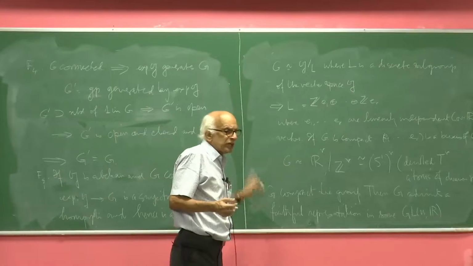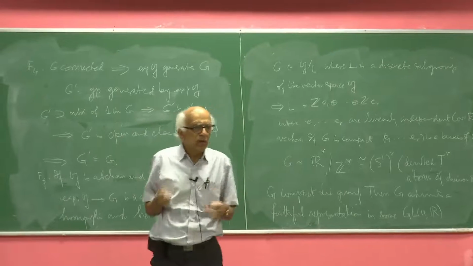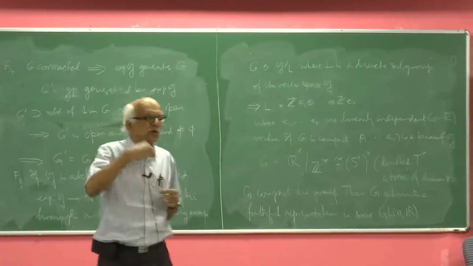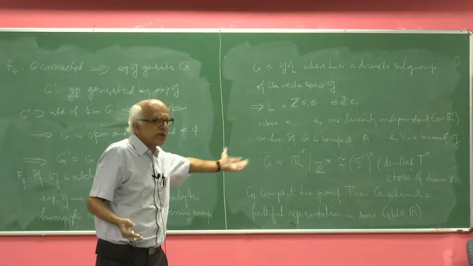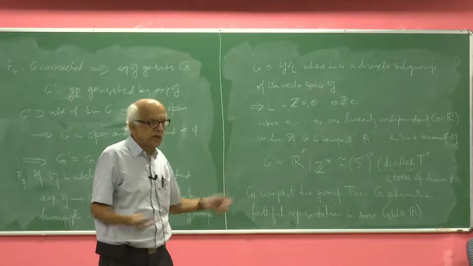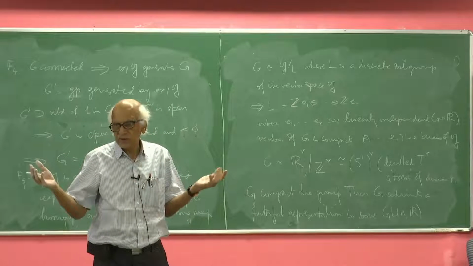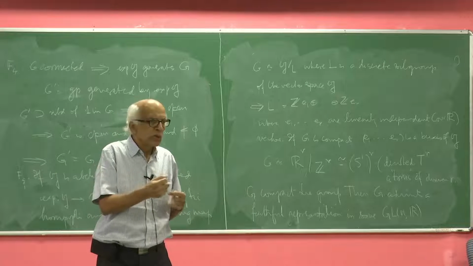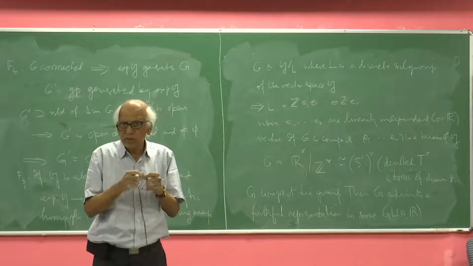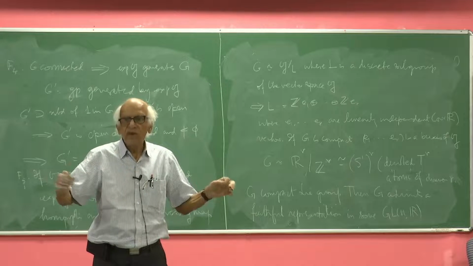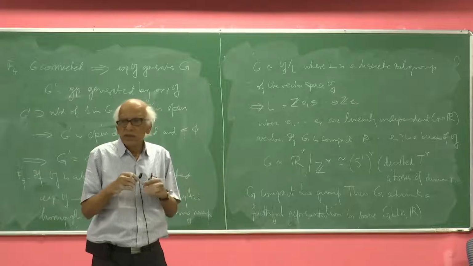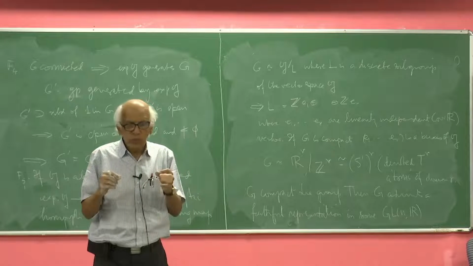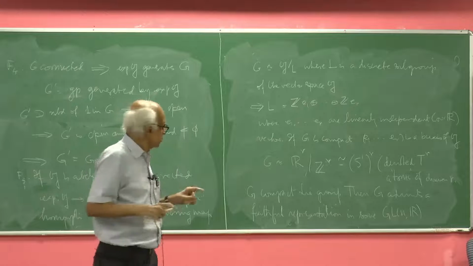However, a compact group does. How does one prove that? A compact group acts on L2 of G. If you want to embed in GLN(R), take L2(G) with real valued functions. Then we know L2(G) decomposes into an orthogonal direct sum of finite dimensional spaces.